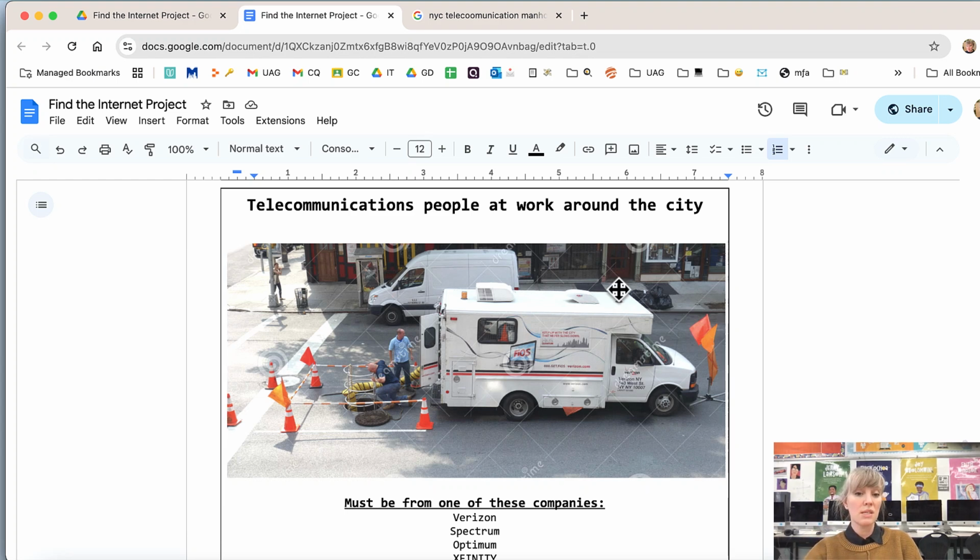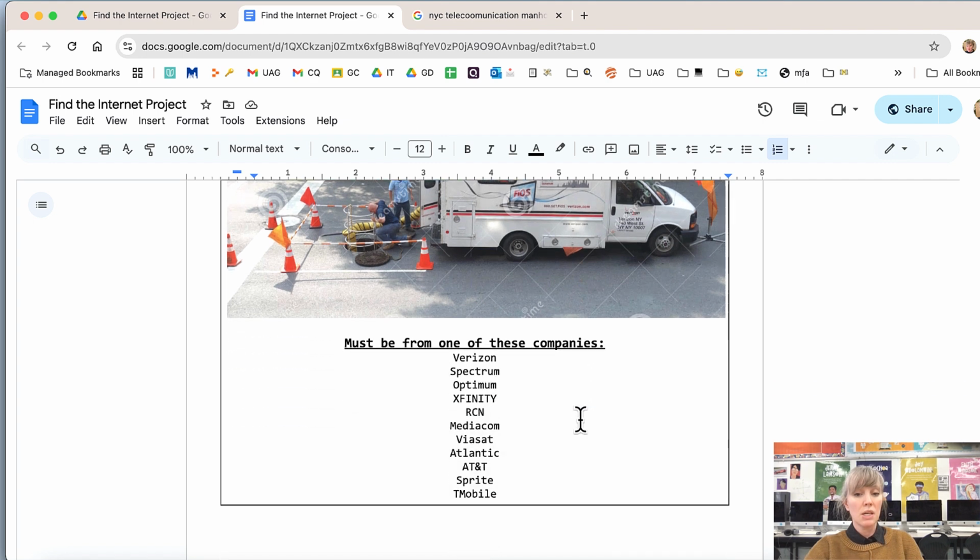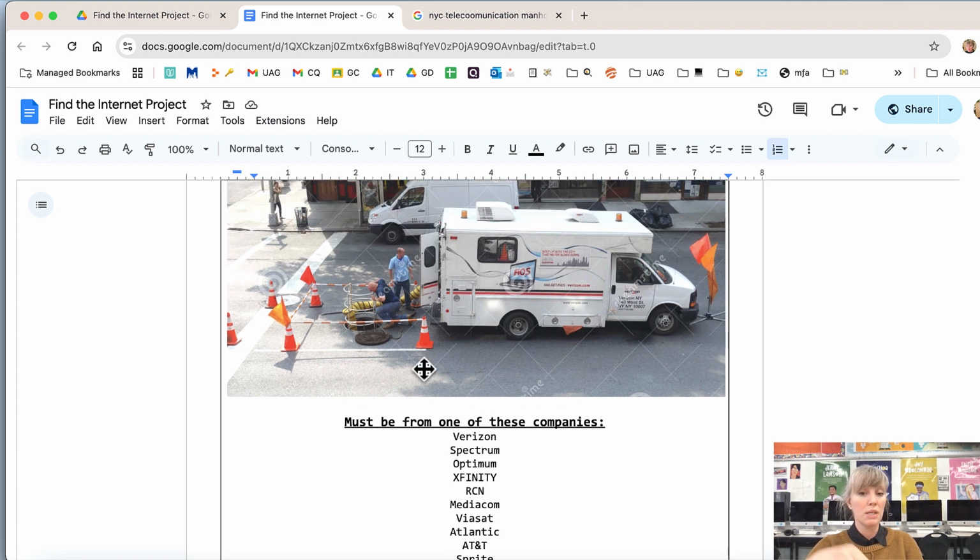Another thing you can do is get a selfie with some of the telecommunication trucks in the city. Here are the internet service providers of New York City: Verizon, Spectrum, Optimum, Xfinity. Those are the most frequently used telecommunication services or internet service providers. So if you see a truck with people working, just get yourself in a selfie in front of that truck and that will be marked as credit.